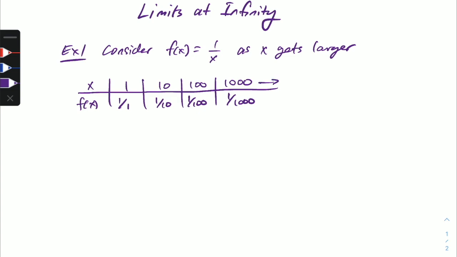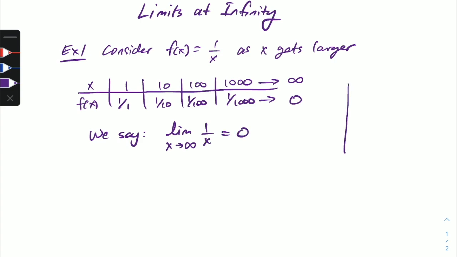Okay, so you can see as x gets larger, one way of saying this is as x goes to infinity, 1 over x gets really small. It's getting closer and closer to 0. And one way of putting this notationally is to say the limit as x goes to infinity of 1 over x is 0. Graphically, what's happening is we have a horizontal asymptote.